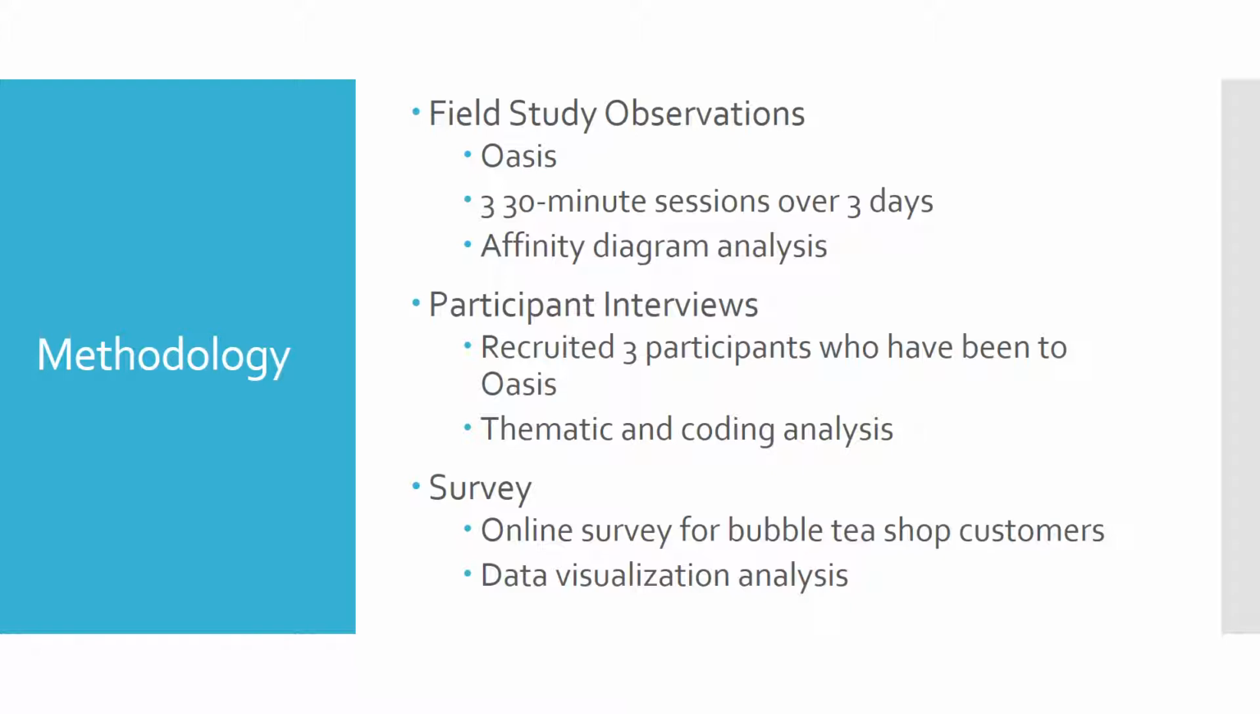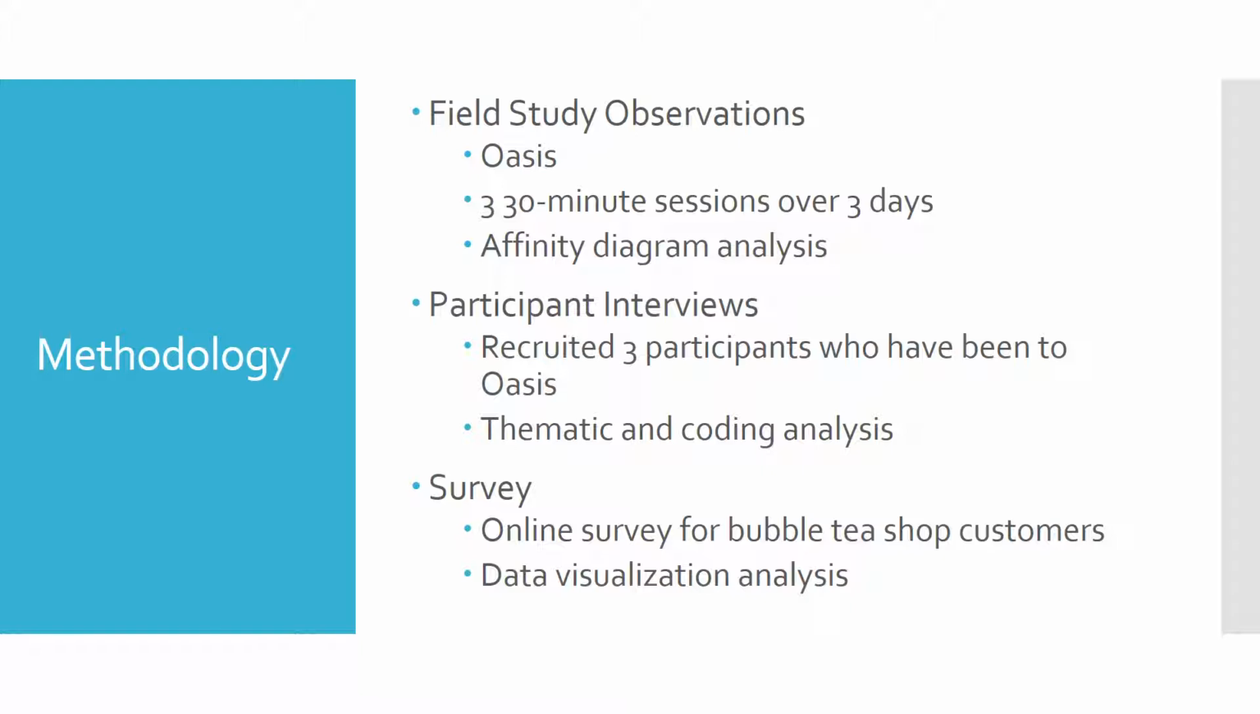To get a variety of data and results, I used 3 user research methods to find out why and how customers use bubble tea shop spaces. I first conducted a field study of a bubble tea shop, observing customers and how they use the spaces in context. I had 3 30-minute sessions, 1 session per day, observing customer behavior and interactions in Oasis. The field observation notes were analyzed by affinity diagramming.